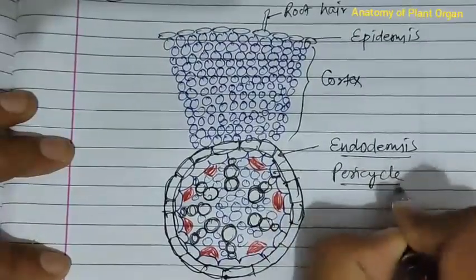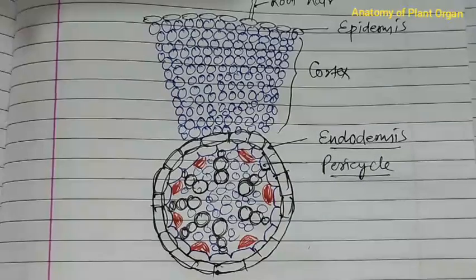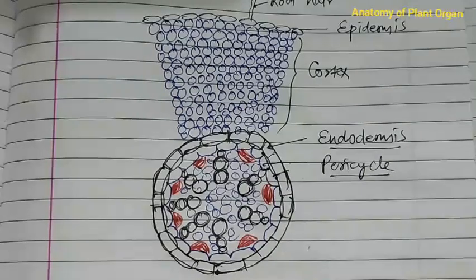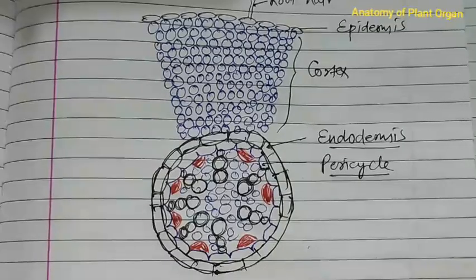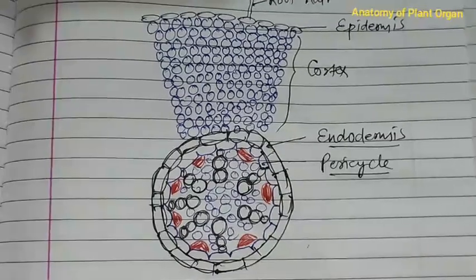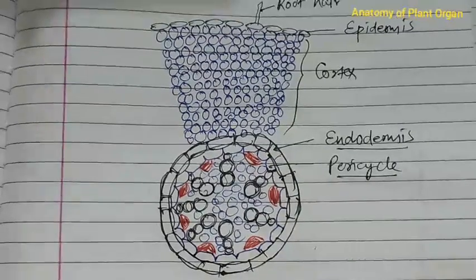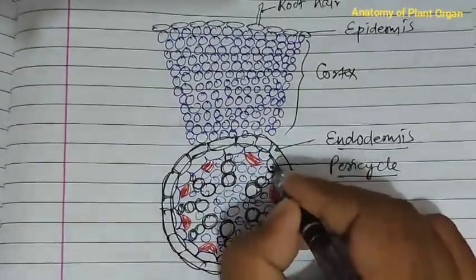Now pericycle of monocot root gives rise to the lateral root only. They cannot form a cork cambium or vascular cambium because cambium are the dividing tissue, and this cork cambium and vascular cambium help in secondary growth. But actually secondary growth or girth-wise growth does not occur in case of monocot. So there is no need of formation of cork cambium and vascular cambium. So because of this pericycle gives rise to the lateral root only.